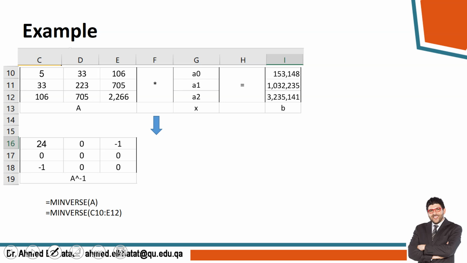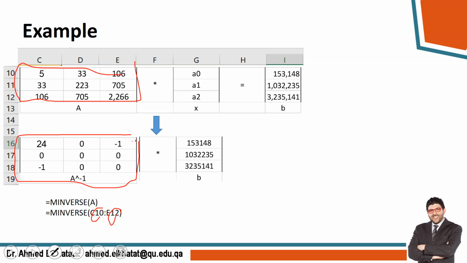If you remember, we select some empty cells, and then in the function bar we put MINVERSE. Okay, and then select this one, from C10 to E12. So we select all, and then Control Shift Enter, so this will appear. And after that we will move this part here.